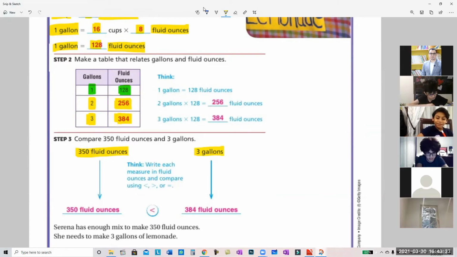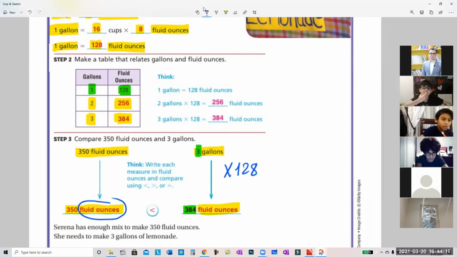Okay, so 350 fluid ounces, keep it as it is, because as we learned before, you have to put it in the small unit. So keep 350 fluid ounces the same, and then convert gallons to fluid ounces. As I said before, you have to multiply by 128 to give us the number of fluid ounces. So 3 multiplied by 128 equals 384 fluid ounces.